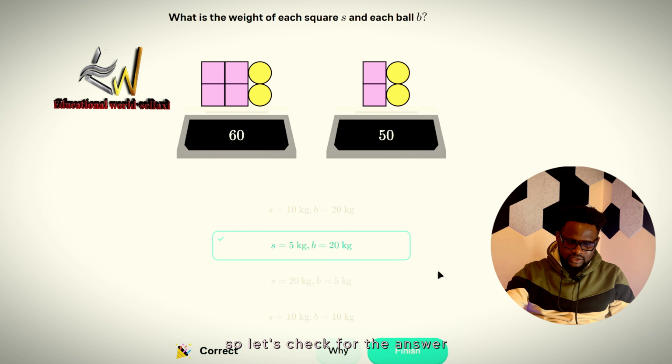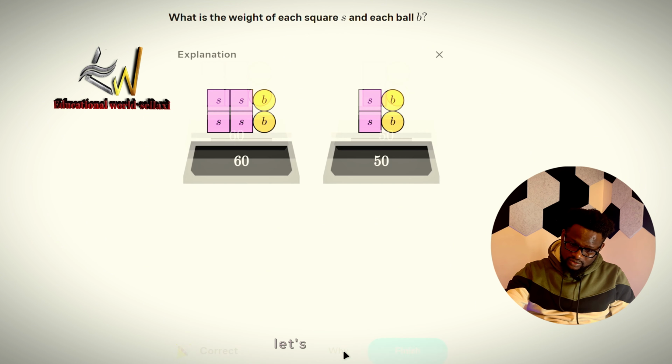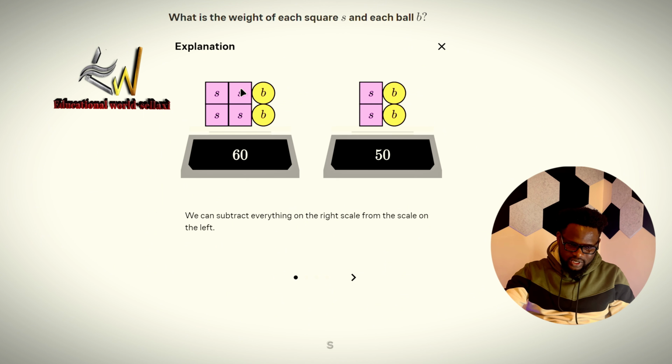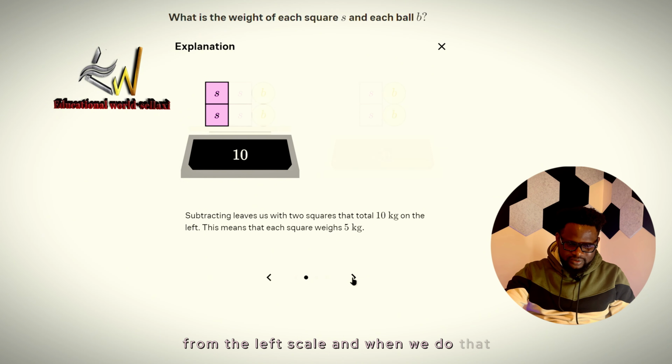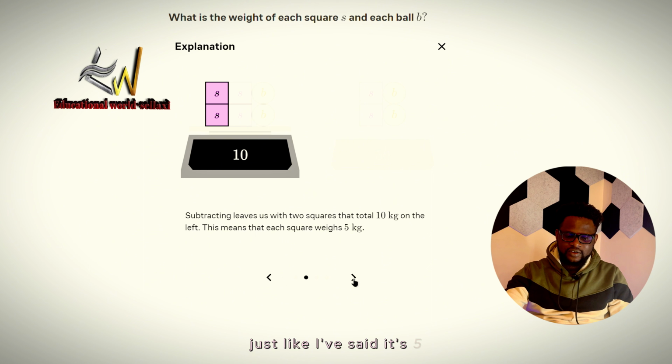So let's check for the answer. See, that's correct. Let's look at why that is so. We can subtract everything on the right scale from the left scale, and when we do that, we'll be left with this. So these 2 squares, 2S is 10, and now what is the value of each? It's 5, just like I have said.